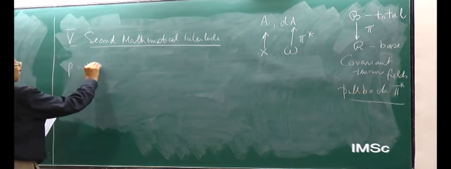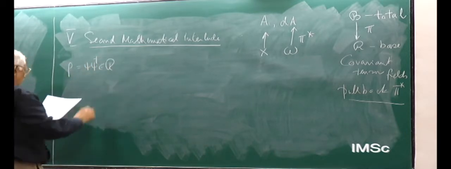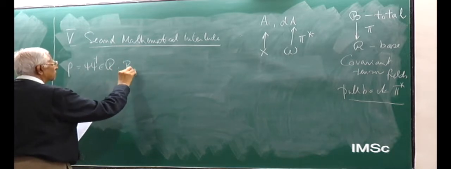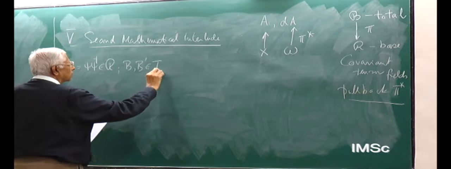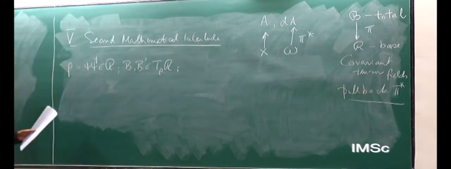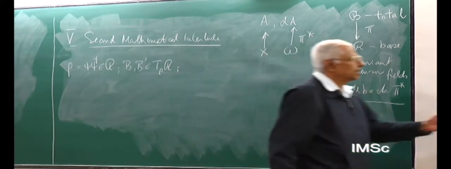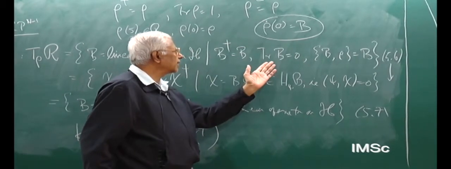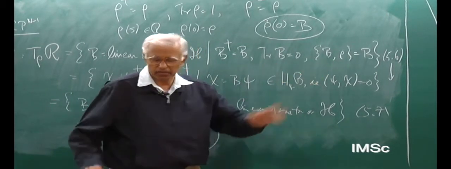So let me show you what this thing looks like. You take any point rho in the ray space, write it as psi adjoint for some psi lying on the fiber. You take 2 tangent vectors to ray space at that point, say B and B prime. So B is Hermitian, traceless, and obeys this condition. B prime is Hermitian, traceless, obeys the same condition. Both of them are like that.